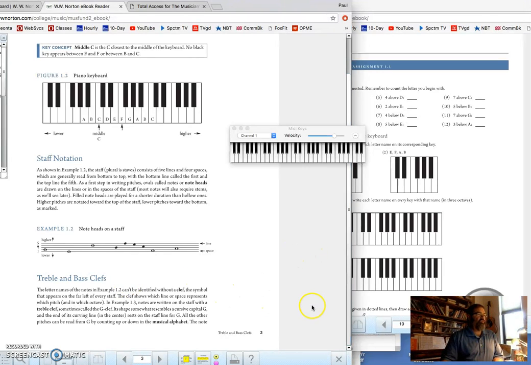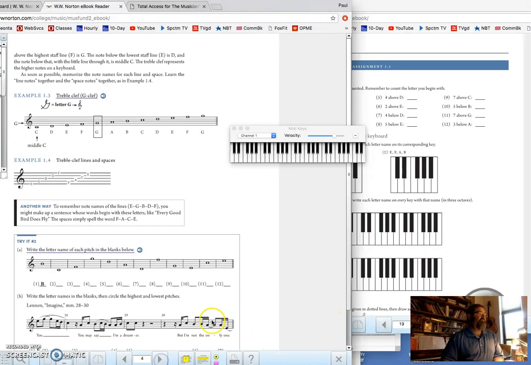So there are 2 kinds of clefs that we're probably going to deal with, and that is treble and bass clef. Treble meaning higher, bass meaning lower, as you can surmise. Treble is also known as a G clef. That distinctive shape is a script G, whose tail wraps around that second line of the treble clef staff, which is a G.